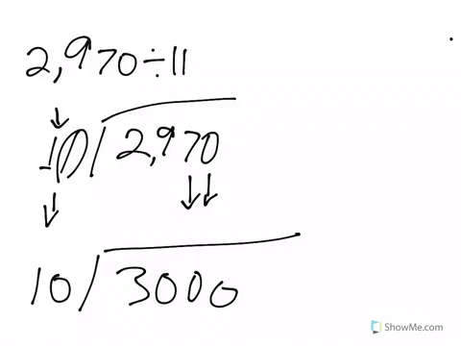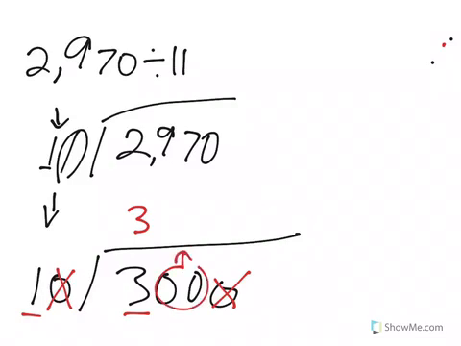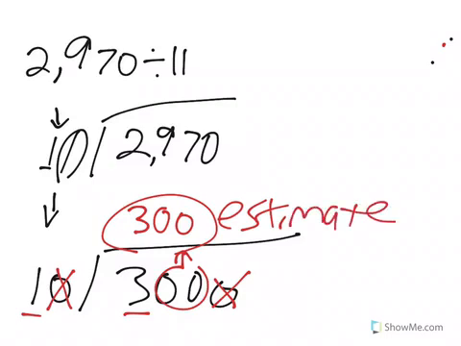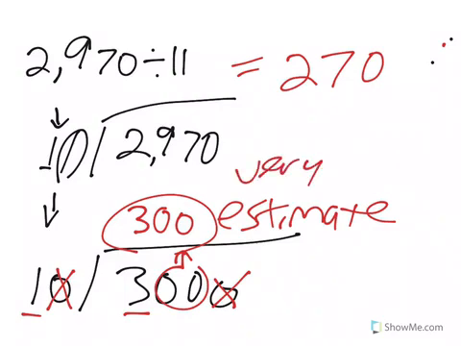So instead of 2,970, I'm going to say 3,000. So in this case, switching colors here so we can see this a little bit better, I'm going to cancel out a 0 on both sides. I know 1 goes into 3 three times. I've got these two zeros to move up, and my answer then is 300 for my estimate. If I were to actually solve this problem, the actual answer is 270. So in this case, I would say it was a very good estimate, right? Meaning it wasn't just the right place value, but it was a very close answer. It was very close to the actual answer. So I would call that a good estimate.